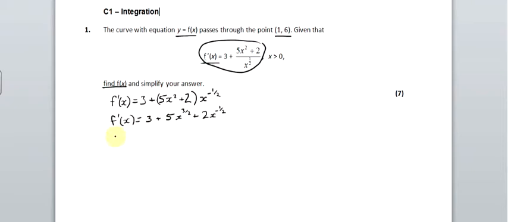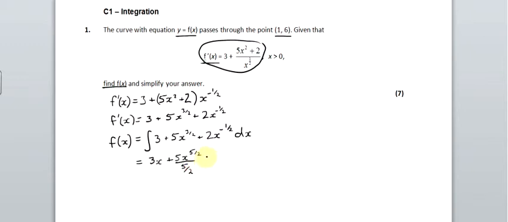Now we've got separate terms, so now f of x, which is what we're after, is equal to the integral of 3 plus 5 x to the 3 over 2 plus 2 x to the minus 1 half with respect to x. So now I'm actually going to do the integration. I've got 3 times x to the power of 1 divided by 1 plus 5 times x to the power of 5 over 2, because I've added 1 to it, divided by 5 over 2, plus 2 times x to the half divided by a half, plus c. Don't forget the plus c.